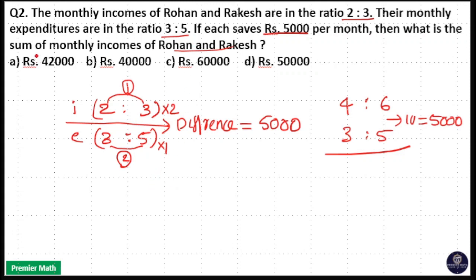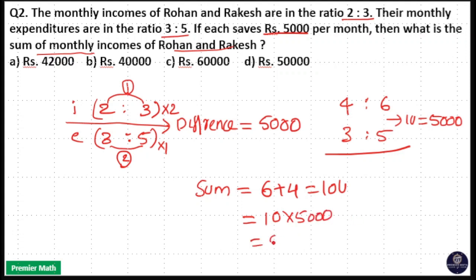That means the sum of monthly income of Rohan and Rakesh is equal to the sum of 6 and 4, that is 6 plus 4 is equal to 10 units. That is 10 into 5,000, that is 50,000 is your answer. Option D is your answer.